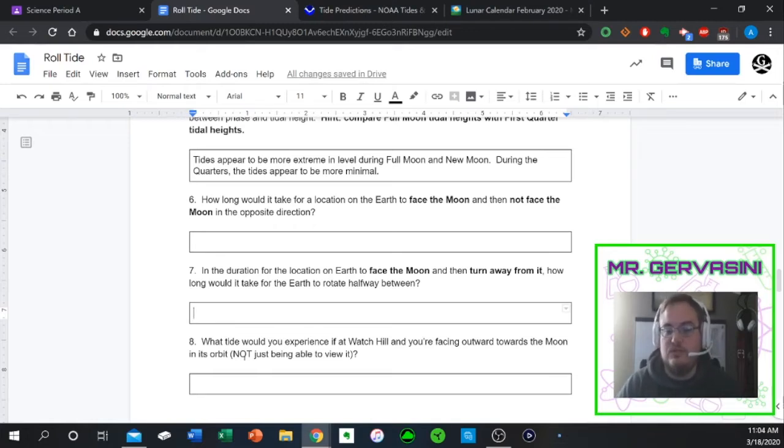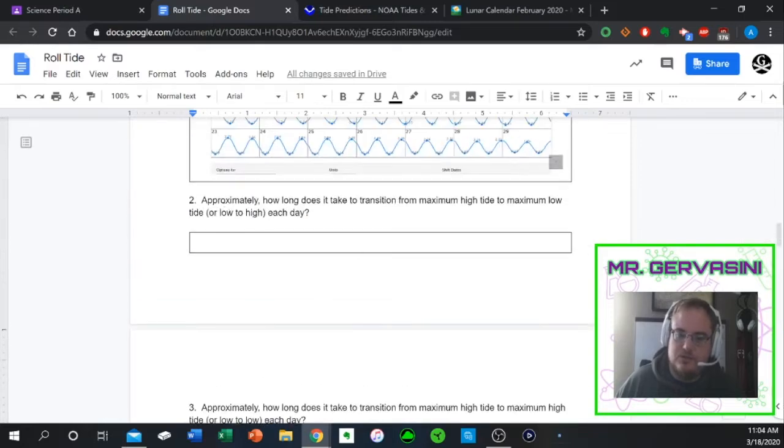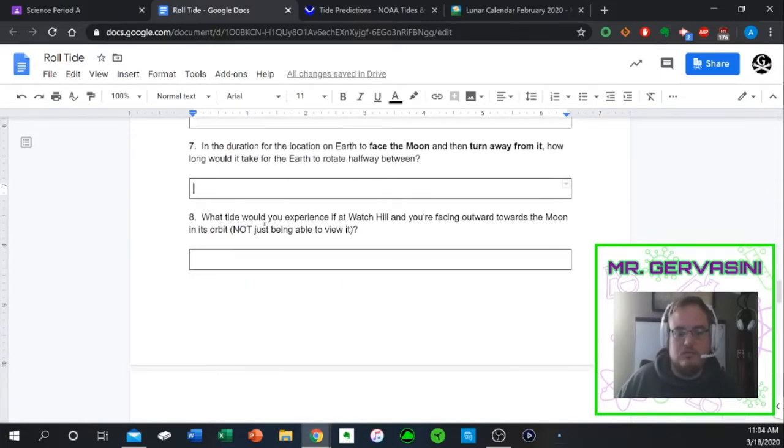So you face the moon and then you turn away from it, only halfway through that. Well, how long does it take for the Earth to do a quarter turn? 24 hours divided by 4, 6. Which is also interesting because it takes 6 hours to go from high tide to low tide, or low tide to high tide, however you want to view it.